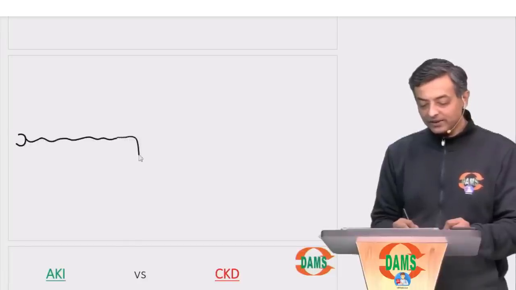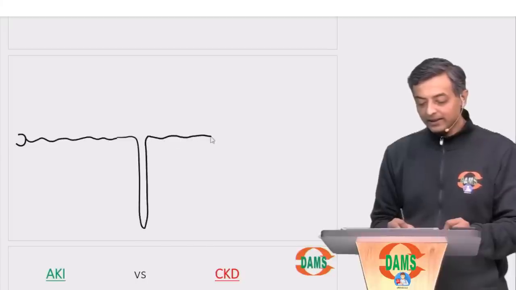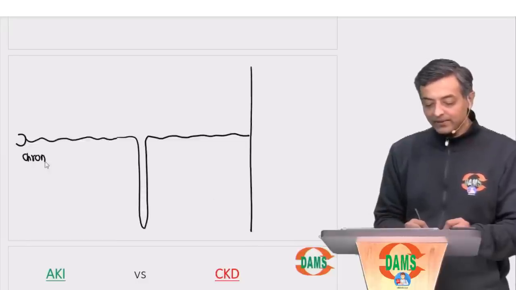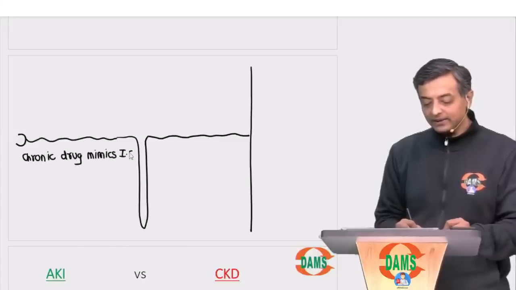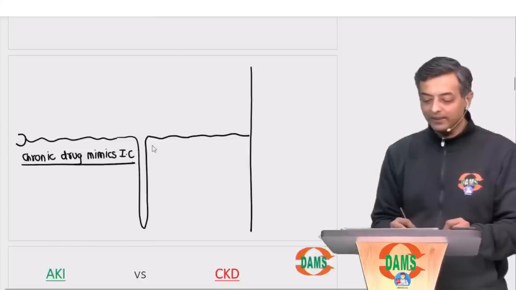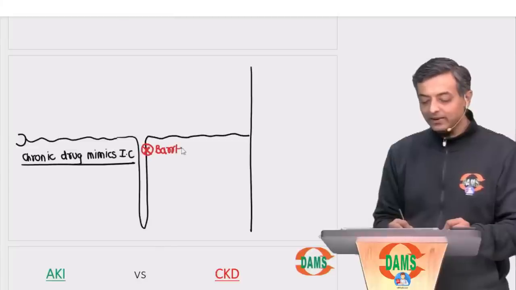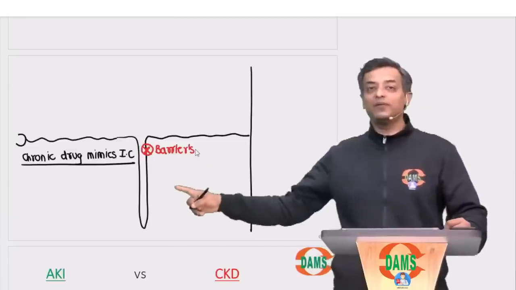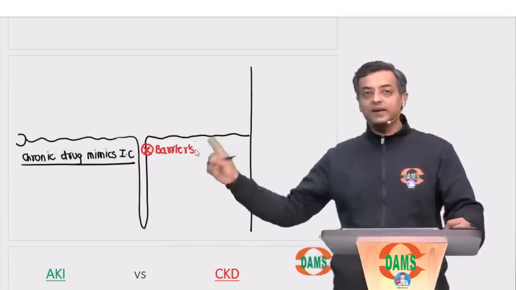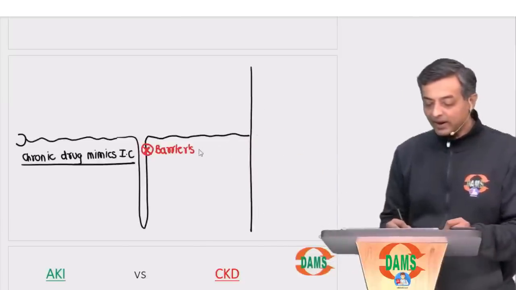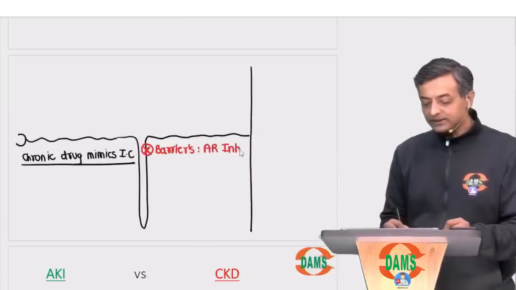In the channelopathy also, four types we want to mark. But here we also want to write which chronic drug mimics the inherited channelopathy. That also we want to keep marking. So, number one, the most severe channelopathy is the red cross in the thick ascending loop of Henle. Red cross in the thick ascending loop of Henle is Bartter's syndrome, an autosomal recessive inhibitory defect of the sodium potassium 2 chloride pump.